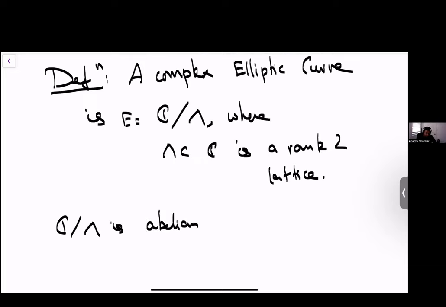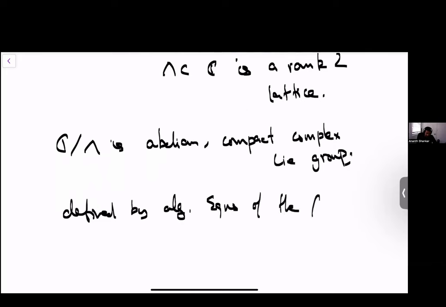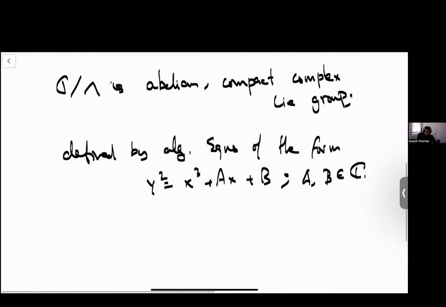It's also a complex manifold, and it's a compact complex manifold. So it's an Abelian compact complex Lie group. Not just is it a complex manifold, it's actually cut out by algebraic equations of the form y squared equals x cubed plus ax plus b, where a and b are suitable complex numbers. So given such objects, perhaps something that you might want to do is parameterize such objects.